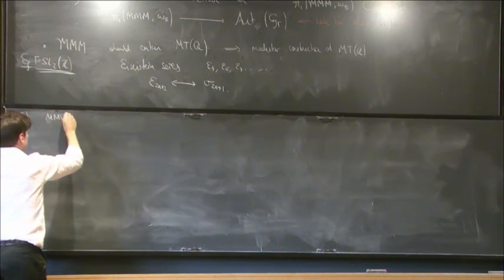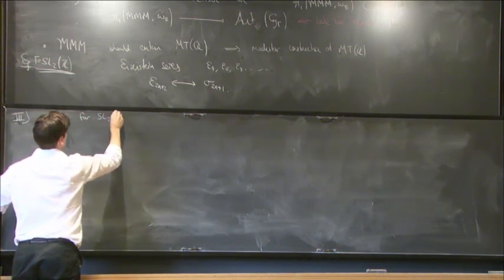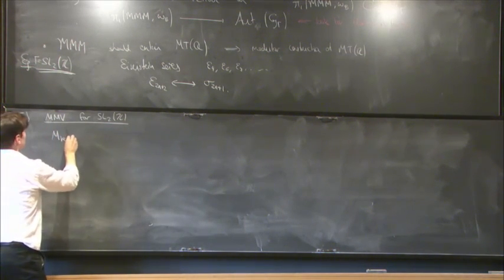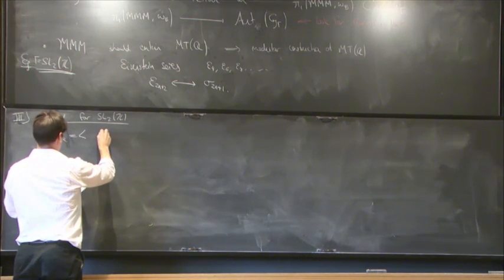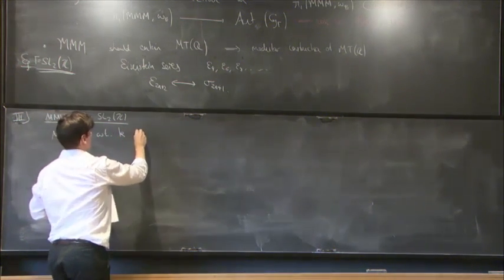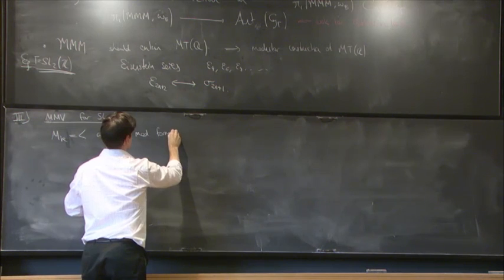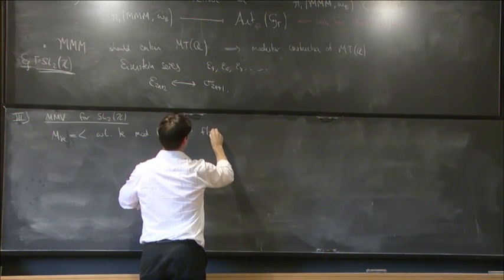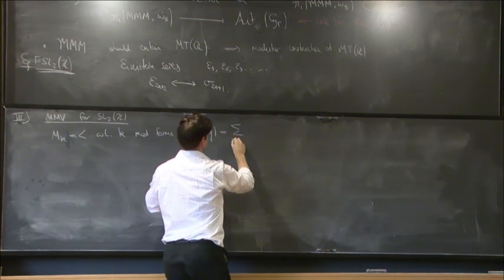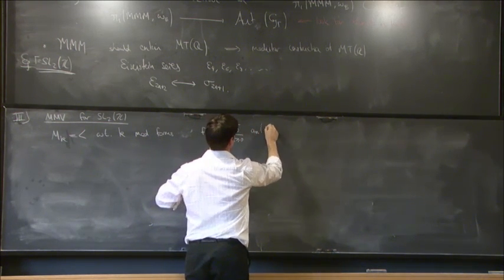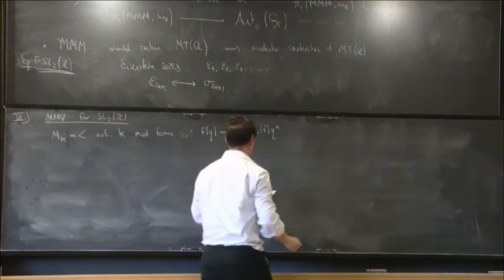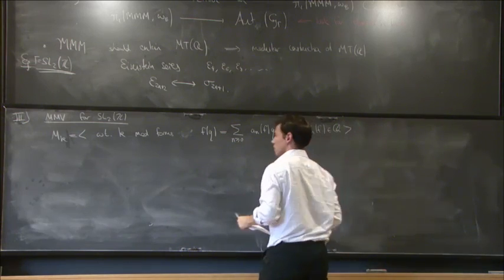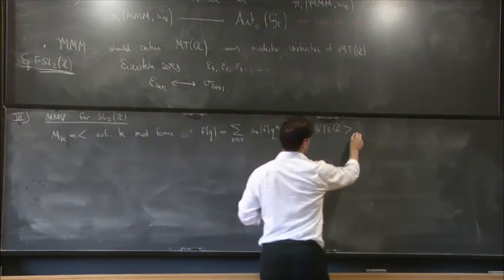So, multiple modular values for SL2Z. And I hope this will be very elementary. So M_k is going to be the Q vector space of weight k modular forms for SL2Z. And they have a Fourier expansion, sum a_n q to the n, and the coefficients will be in Q, for now at least. So that's a Q vector space.